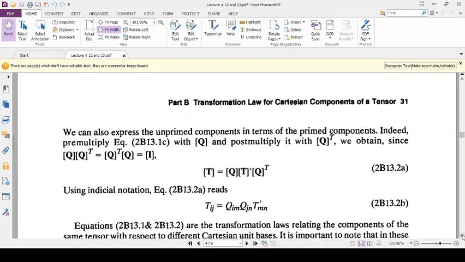So we're simply operating with the Q, because you know that Q is orthogonal. So use the identity for Q transpose Q or Q Q transpose.